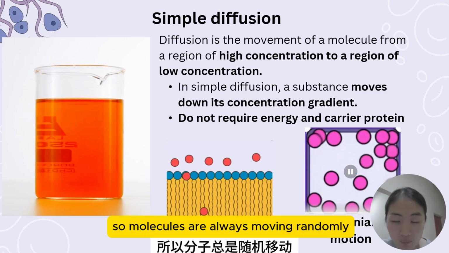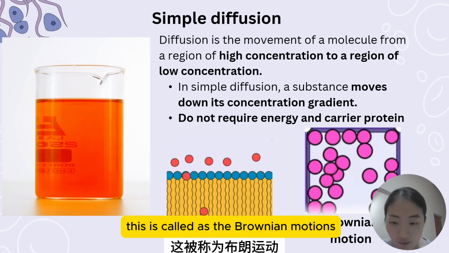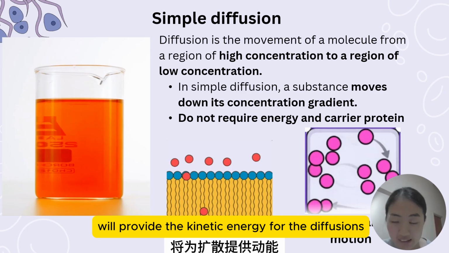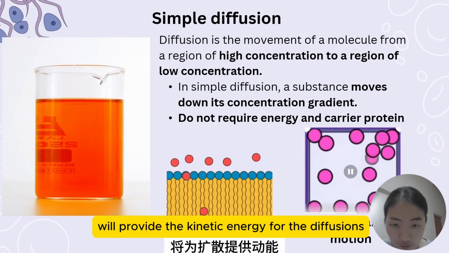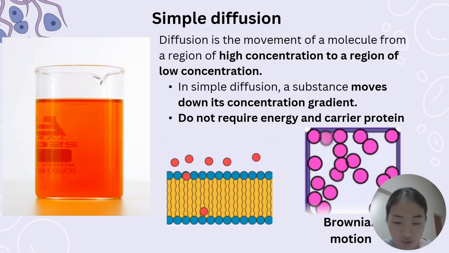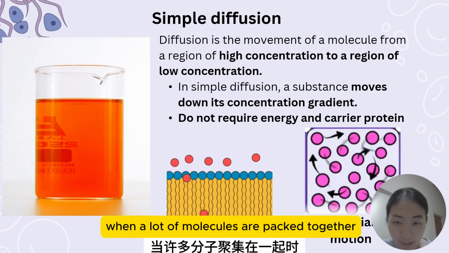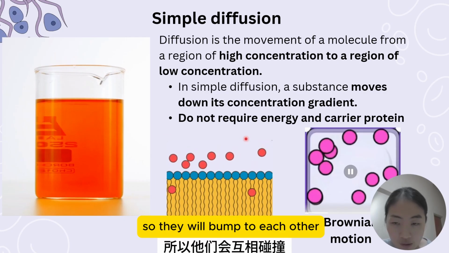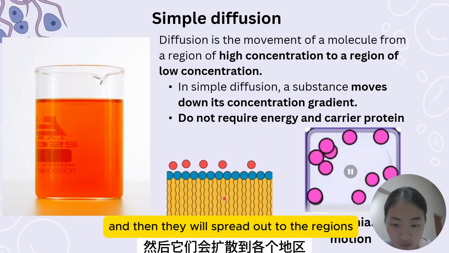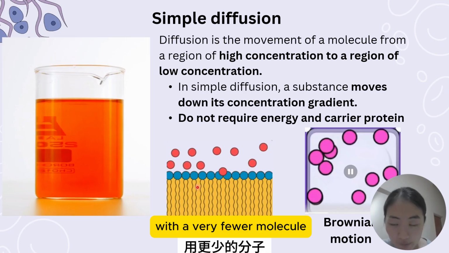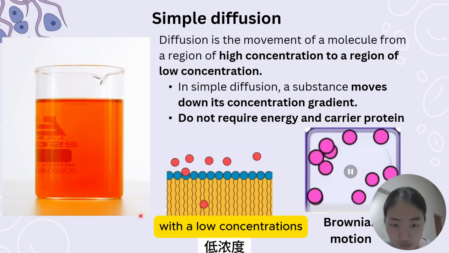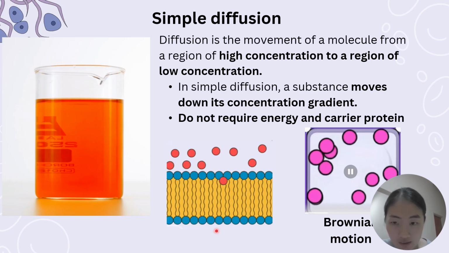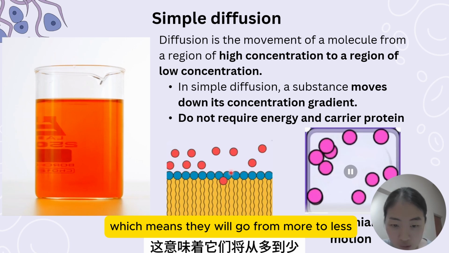Molecules are always moving randomly. This is called Brownian motion. These random movements provide the kinetic energy for diffusion. When a lot of molecules are packed together under high concentration, they will bump into each other and then spread out to the regions with far fewer molecules, with low concentration. So the particles will just move down the concentration gradient, which means they go from more to less.